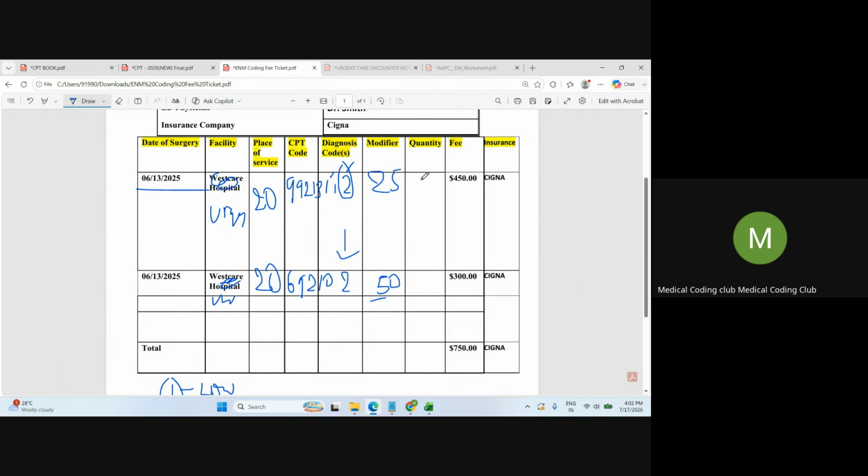Coming to quantity, it will be 1, one time only we are reporting. Here 69210 will be doubled because we are using the 50 modifier, so it will automatically get doubled. We have a lot of payer policies based on what payers require. If they want you to split and code, you need to code 69210 RT and 69210 LT, like in two line items. So that depends on the policy of the payer.